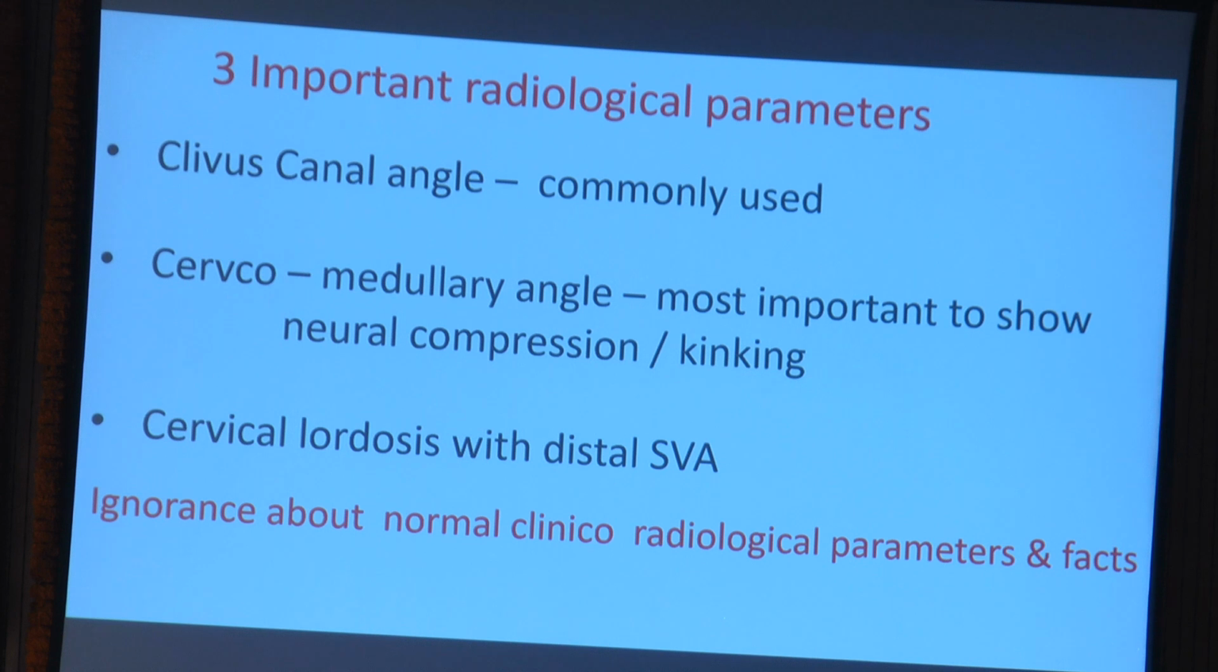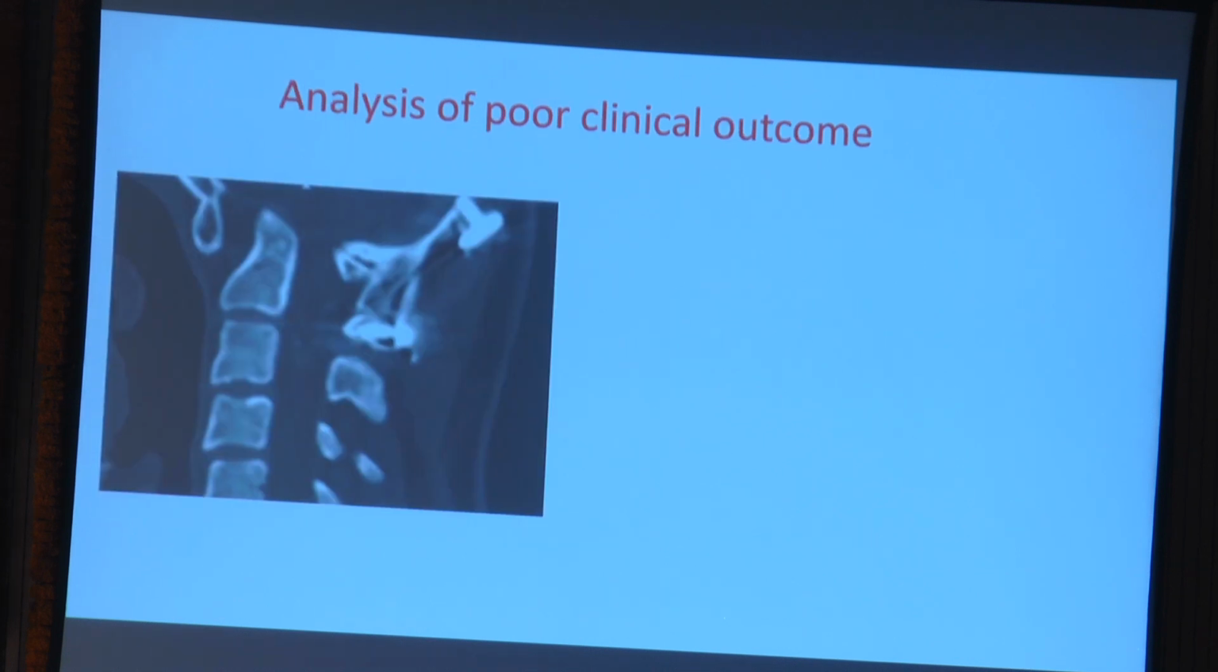The ignorance about normal clinical radiological parameters and facts is important. If we don't pay attention, there are poor clinical outcomes. Now I'm going to show a few cases of why it has failed. You must analyze so that you don't repeat it. Now in this case, this patient has been operated. But see the distance, ADI is quite significant. So these patients have poor neurological recovery. This should not be accepted.